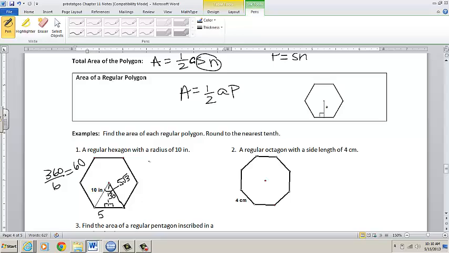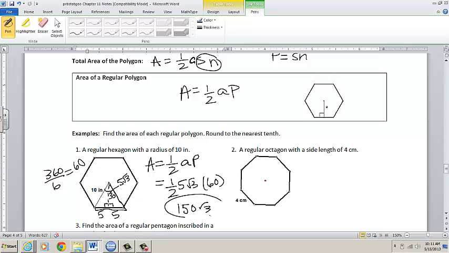So when I do my formula for area, it's 1/2 apothem times perimeter. The apothem we just said was 5√3 for my special right triangle, and the perimeter would be the 10, which is the side length, times 6, so 60. So let's see, we have 30 times 5, so 150√3 for the total area of that shape.